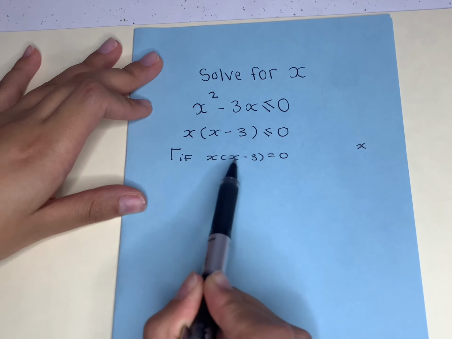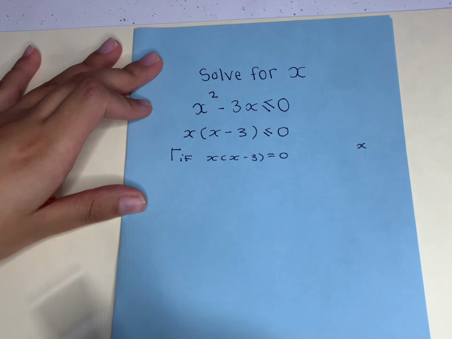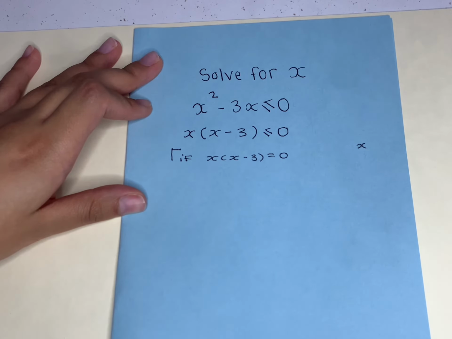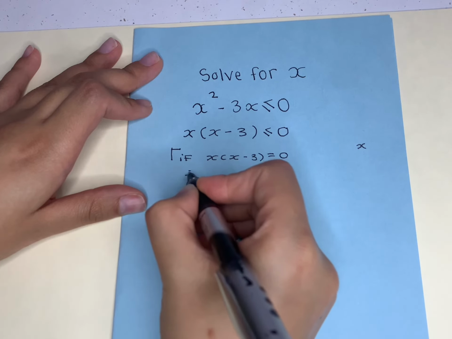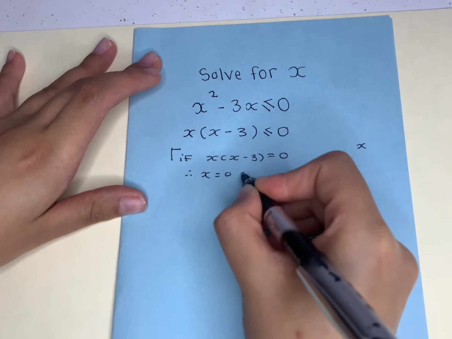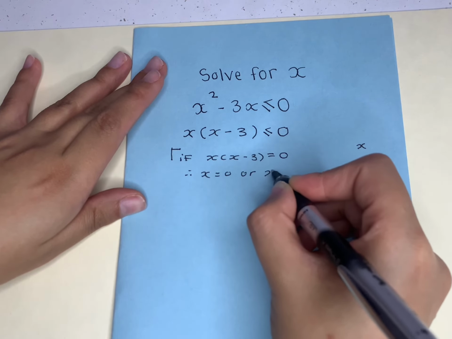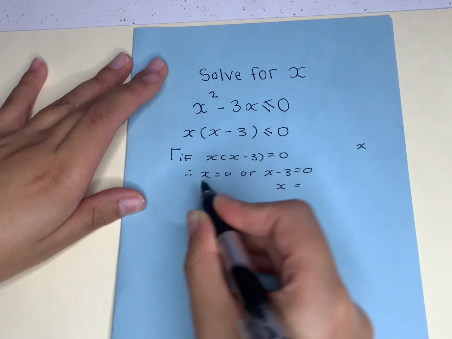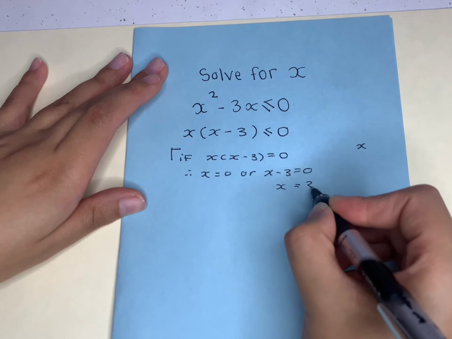When we've got two components being multiplied by one another to yield an answer of 0, either one of them can have a value of 0. Therefore, either the component x is equal to 0 or the component x minus 3 is equal to 0. Which means x is either equal to 0 or 3.